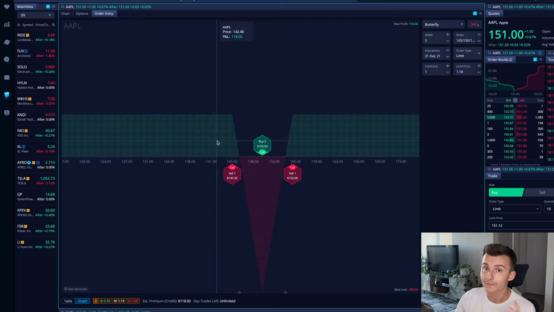The only way for us to get screwed here is if Apple ends up finishing right down the middle, right at 150. If Apple ends up finishing at 145 or lower, or 155 or higher, well, guess what? We're green. We keep the credit that we initially got, that 118, that's ours. Nothing happens, okay? That's what you need to know when it comes down to this strategy, okay?